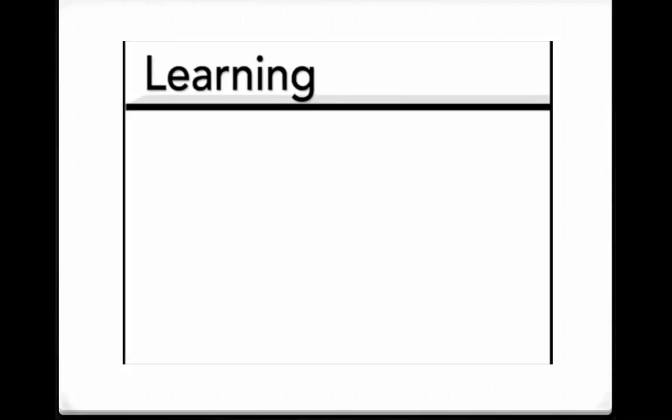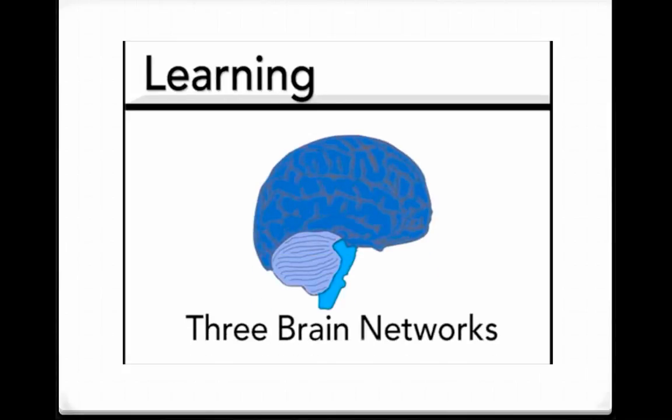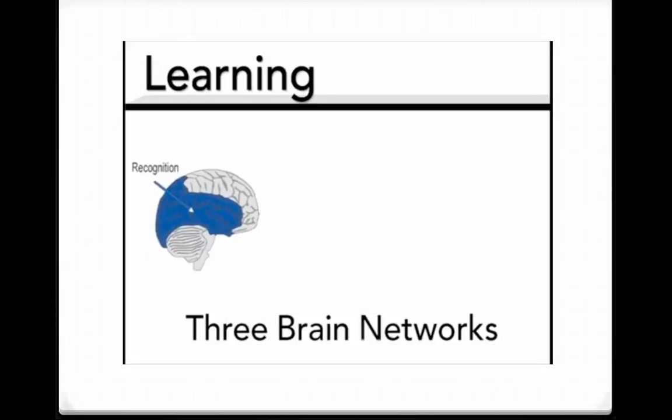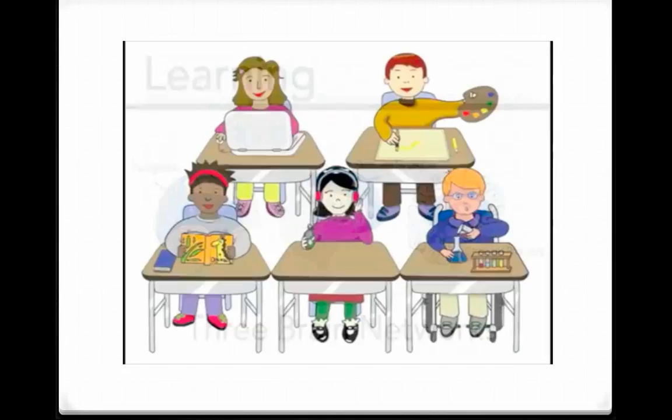Now let's think about the word learning. Learning is not one thing. Neuroscience tells us that our brains have 3 broad networks. One for recognition, the what of learning, one for skills and strategies, the how of learning, and one for caring and prioritizing, the why of learning. Students need to gain knowledge, skills, and enthusiasm for learning, and a curriculum needs to help them do all 3. But every learner is unique, and one size does not fit all.